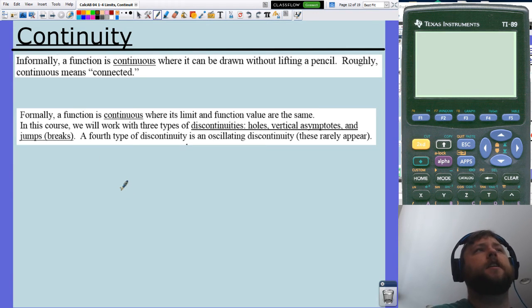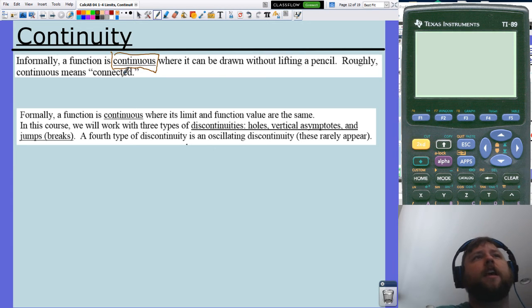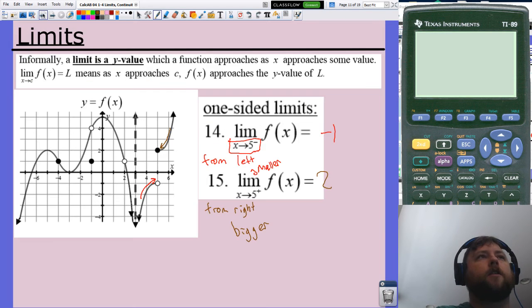All right, continuity. This is another concept. We talk about continuous functions, and the easy way to explain this is called the pencil test. If you can draw it without lifting your pencil, that means it is continuous, meaning it's connected everywhere. So let's take a graph and go back to this.